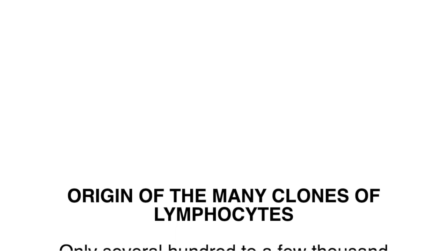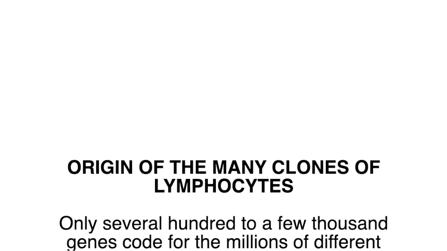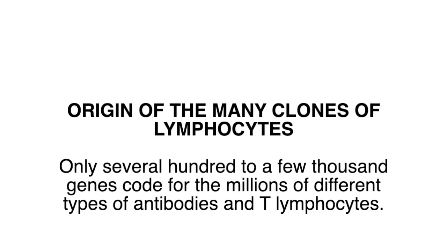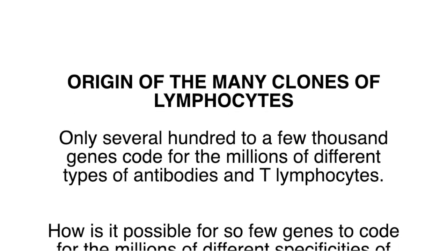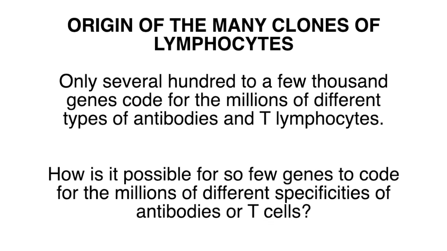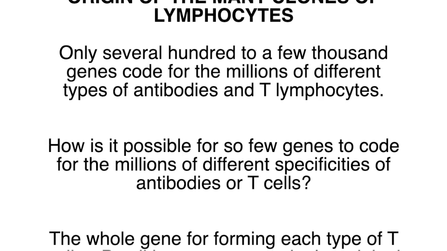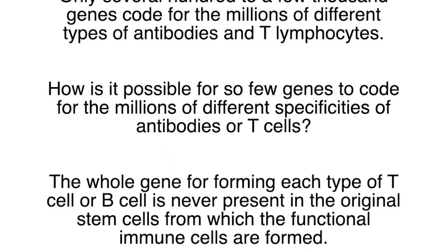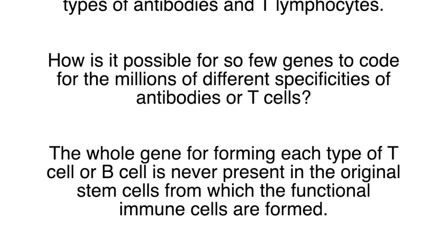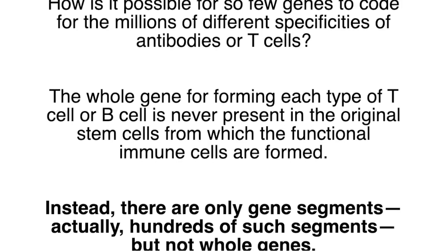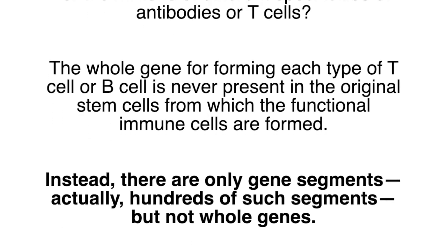Origin of the many clones of lymphocytes. Only several hundred to a few thousand genes code for the millions of different types of antibodies and T lymphocytes. How is it possible for so few genes to code for the millions of different specificities of antibodies or T cells? The whole gene for forming each type of T cell or B cell is never present in the original stem cells from which the functional immune cells are formed.